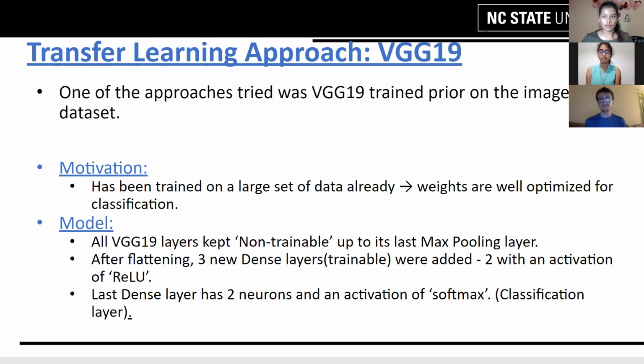The first approach that we tried was transfer learning on VGG19. As we all know, VGG19 is pre-trained on the ImageNet dataset. One of the reasons we chose this was that we already have a model trained on a really large network, so the weights would probably give us a good classification. In our model, we kept all the layers of the VGG19 constant and added 3 dense layers at the end, which were the only trainable layers of the entire network. The last dense layer had only two neurons and a softmax activation.